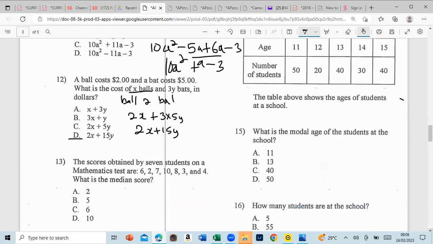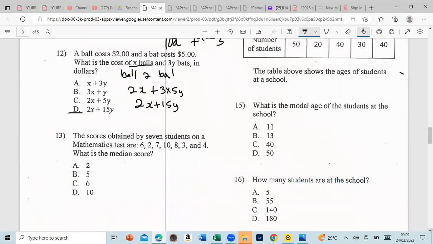Let's move on to 13. The scores obtained by 7 students on a mathematics test are 6, 2, 7, 10, 8, 3, and 4. What is the median score? So in order to find the median, we arrange it in ascending order. So first we have 2 at the front. Next number, we have 3.